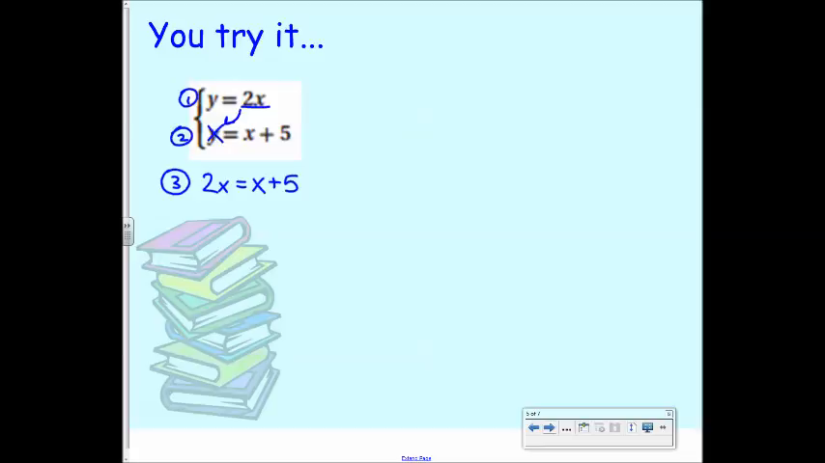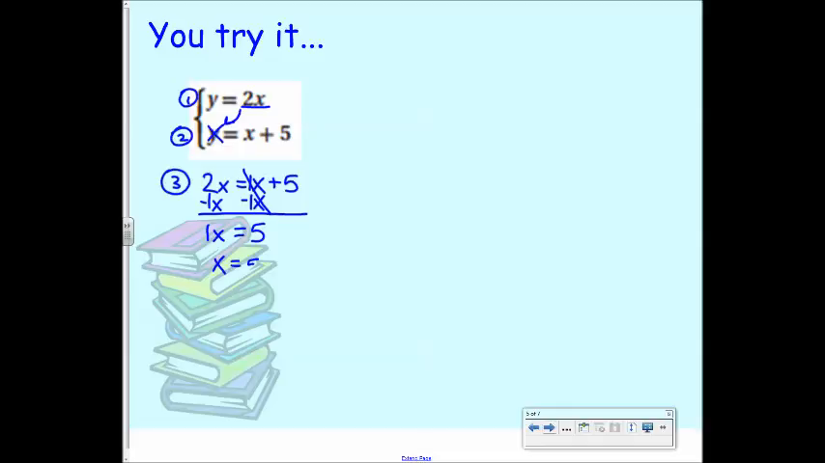I need to get rid of the x's on both sides, right? I can't have them on both sides, so I need to move them. So I'm going to move this one, and I'm going to say minus x, minus x. What number is in front of here? I don't see one. Yeah, it's an imaginary 1, right? So minus 1x all over here. This goes away, and I'm left with 5 equals 1x, or just x equals 5.